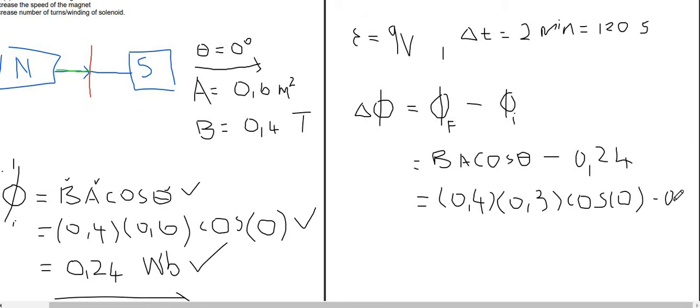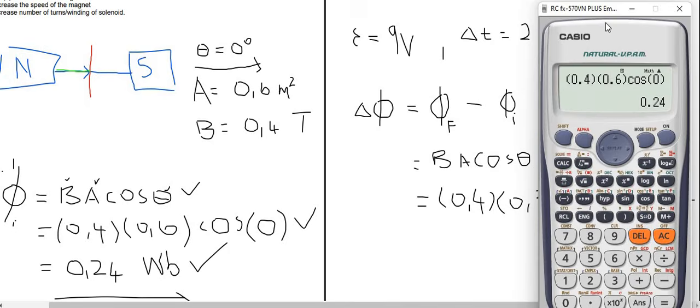It can fit 0.24. And you don't need to do much now. You just need to put this whole thing in your calculator.